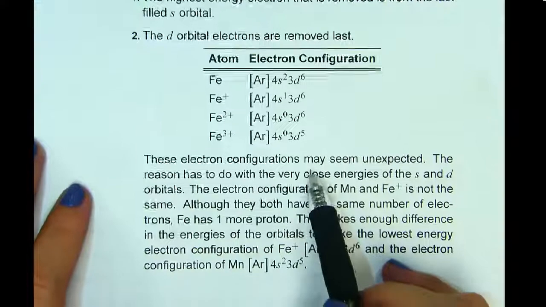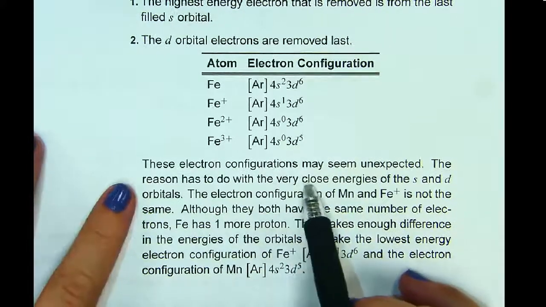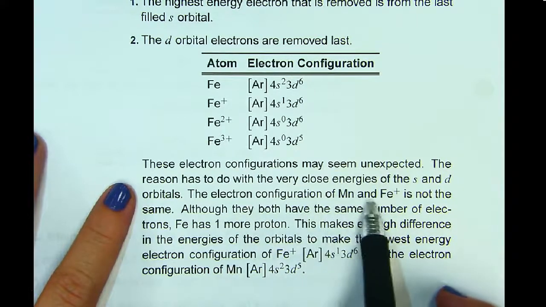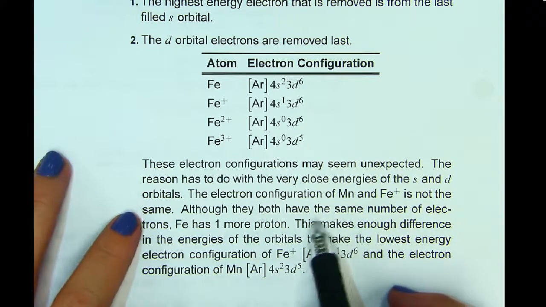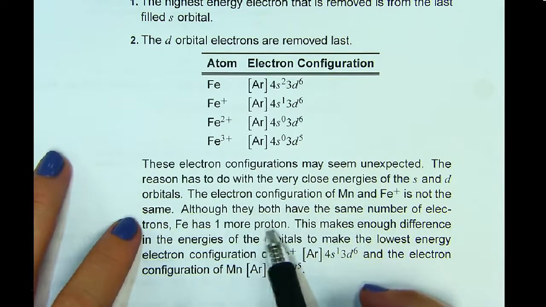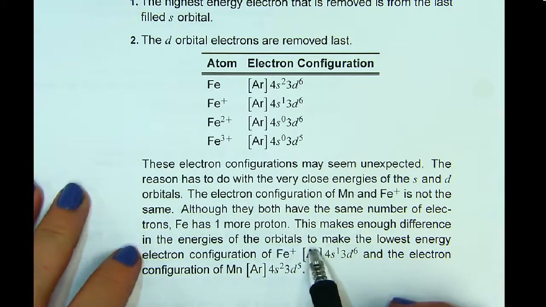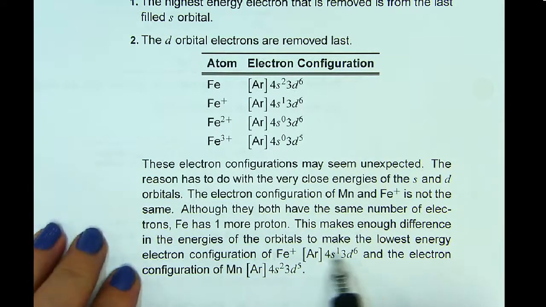So these electron configurations may seem unexpected. The reason has to do with the very close energies of the s and d orbitals. The electron configuration of manganese and Fe plus is not the same. Although they both have the same number of electrons, Fe has 1 more proton. This makes enough difference in the energies of the orbitals to make the lowest energy electron configuration of Fe plus 4s1, 3d6, and the electron configuration of manganese 4s2, 3d5.